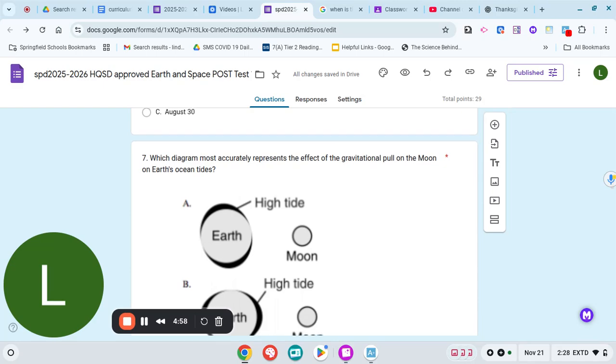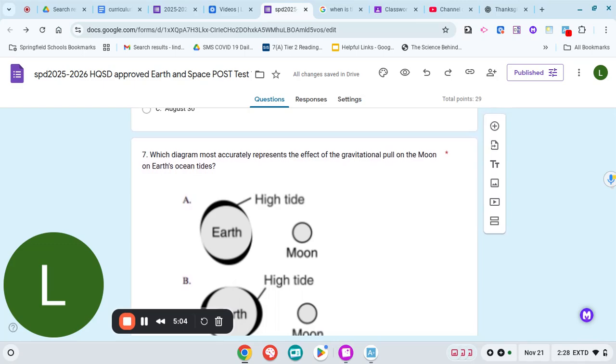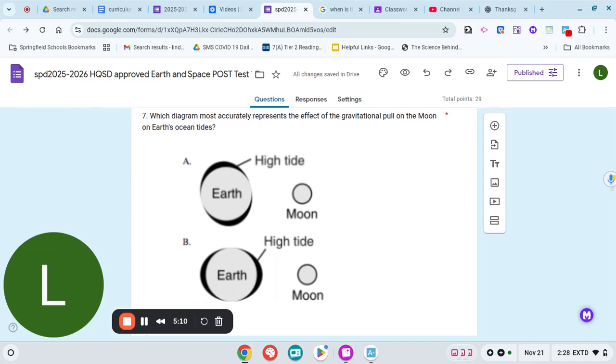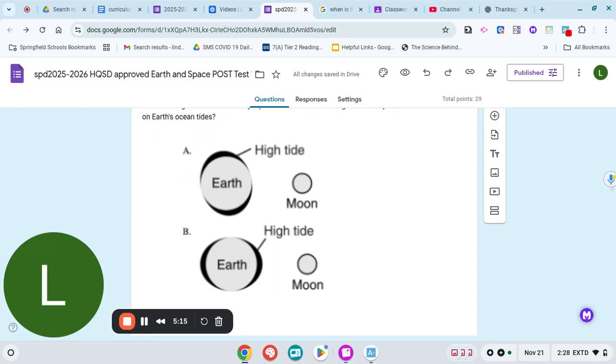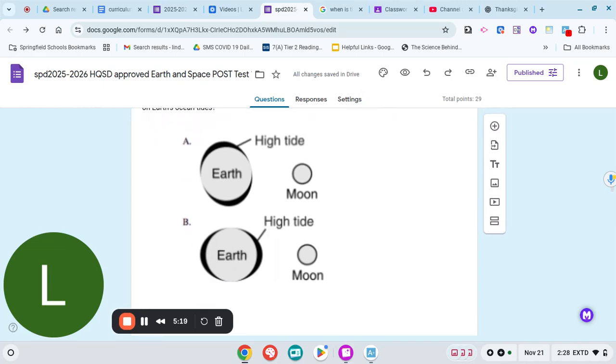Number 7, which diagram most accurately represents the effect of the gravitational pull of the moon on Earth's ocean tides? So which diagram below shows the effect of the gravitational pull of the moon on Earth's ocean tides? Is it A or B? So A is the Earth with high tide here, and the moon right here. Or B shows the high tide here, and the moon right here. So is it A or B?